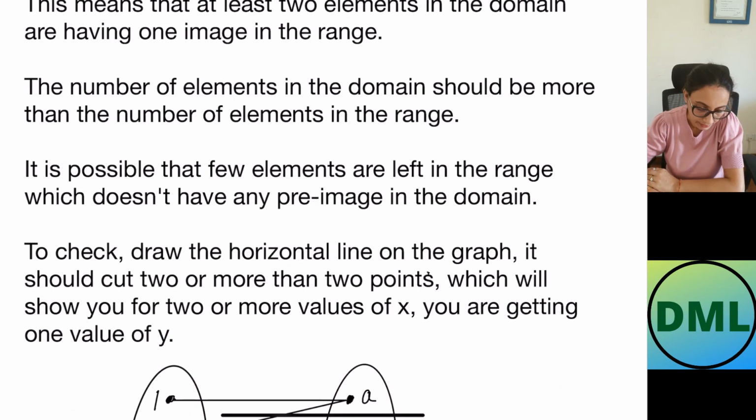To check that, draw the horizontal line on the graph. It should cut two or more than 2 points, which will show you for two or more values of x, you are getting one value of y.